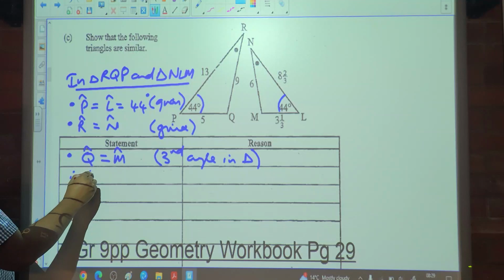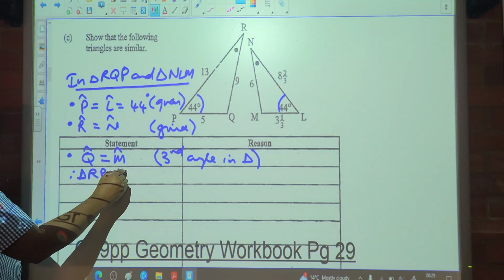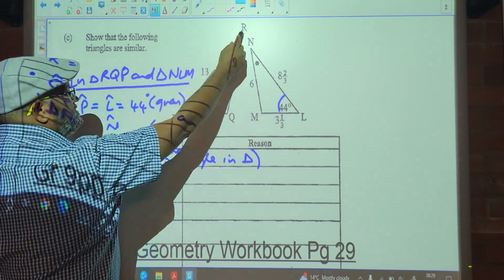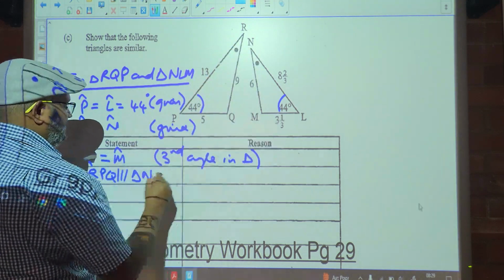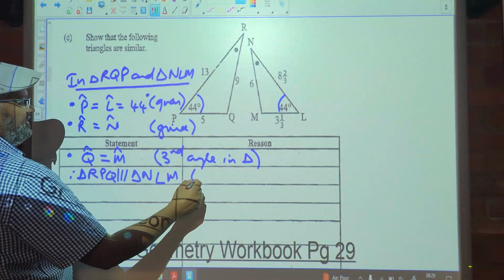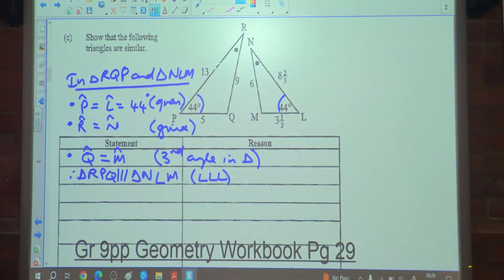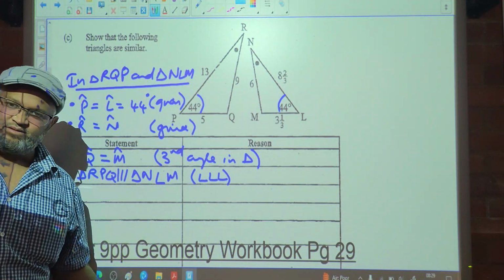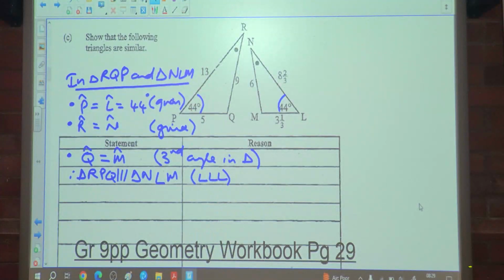So we've got three angles now. So therefore triangle RPQ is similar to triangle NLM. So R corresponds with N, P corresponds with L, and Q corresponds with M. Why? Angle, angle, angle. Any confusion there? No?